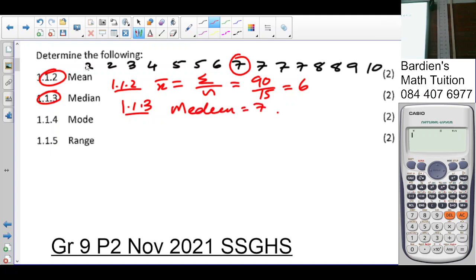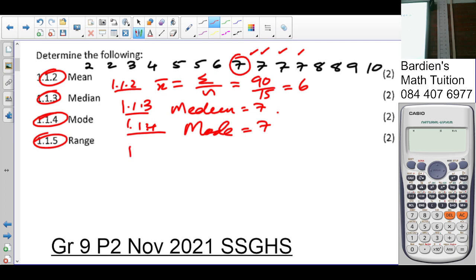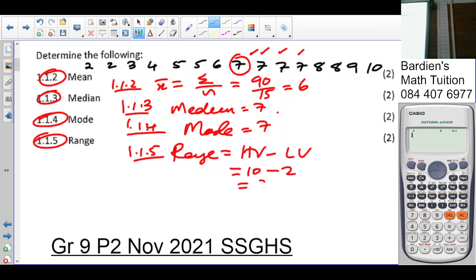The mode is the number that occurs the most. And the mode is 7. So 7 is occurring 4 times. Okay. In your range, what's your range? The highest value minus the lowest value. So it's 10 minus 2, which is 8.